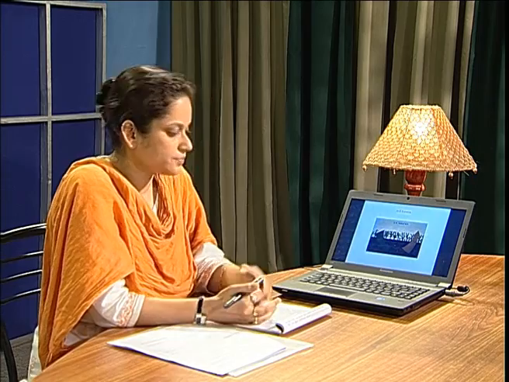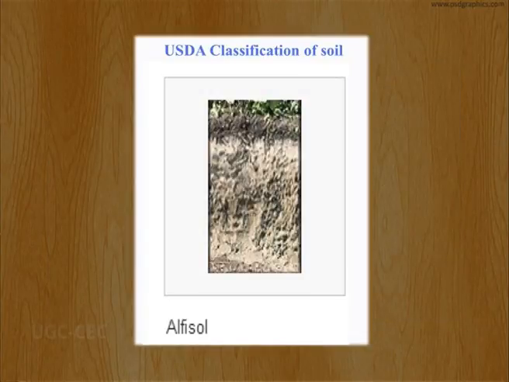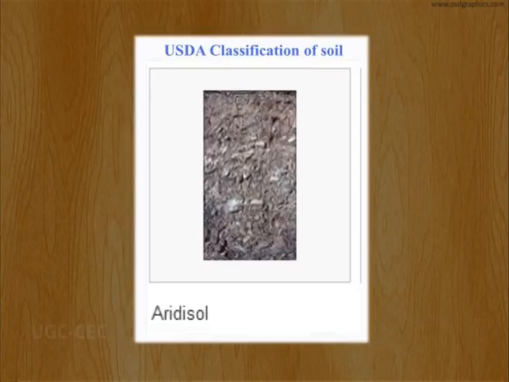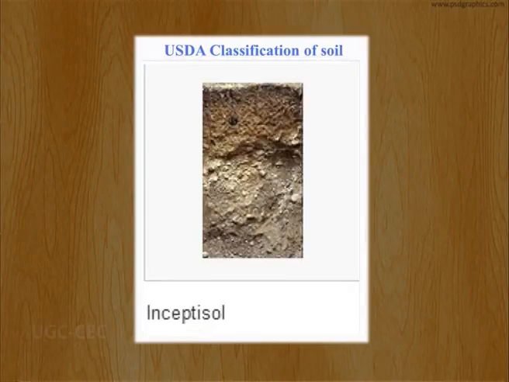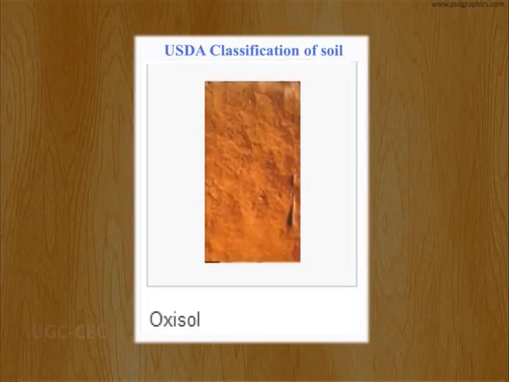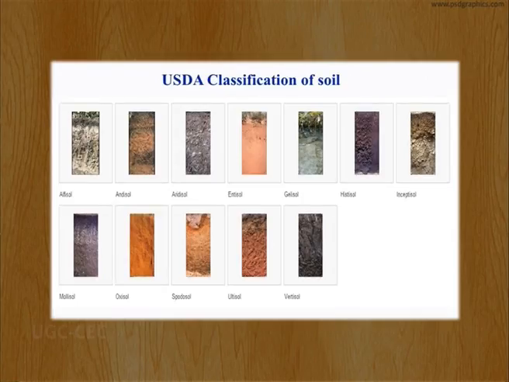Now, according to the US Department of Agriculture, the soil has been classified into 12 categories based on the physical parameters of soil. So these are alfisol, andisol, aridisol, entisol, gelisol, histosol, inceptisol, mollisol, oxisol, spodosol, ultisol and vertisol. These kinds of soil occur in different parts of the world.